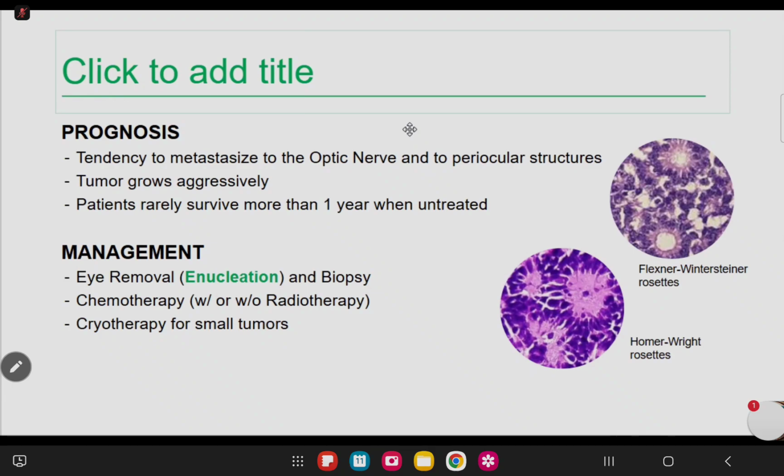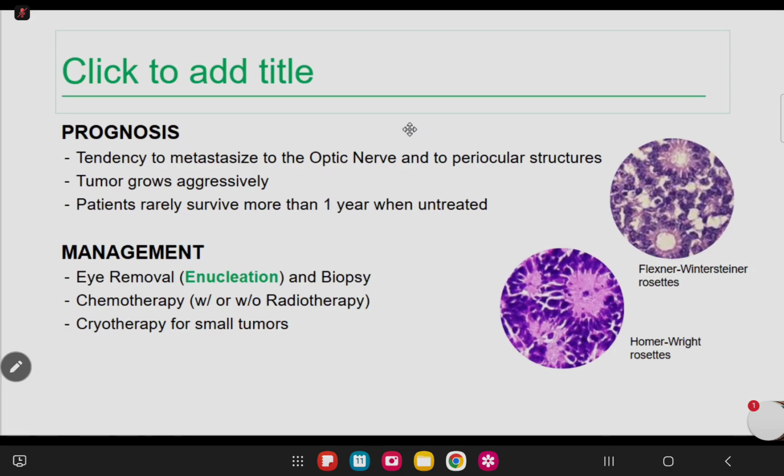Now, when we do the enucleation, the sample will be sent to the laboratory. So, if there would be infiltration of the optic nerve, then chances are it could also infiltrate the brain, since your nerve is already connected to your brain. No, so that's why this tumor is really aggressive. No, we usually treat this as soon as possible to prevent fast spread.